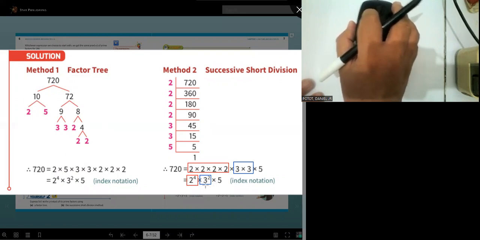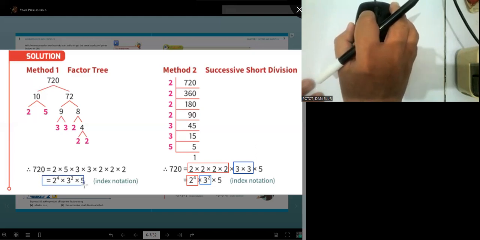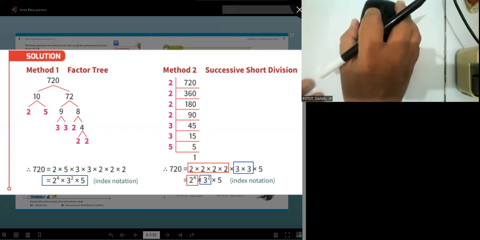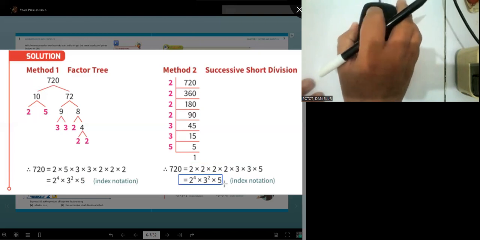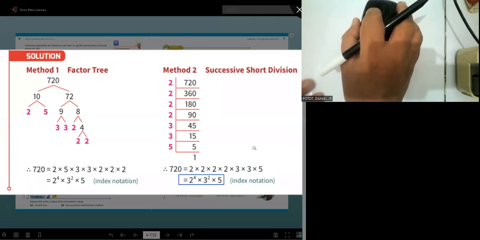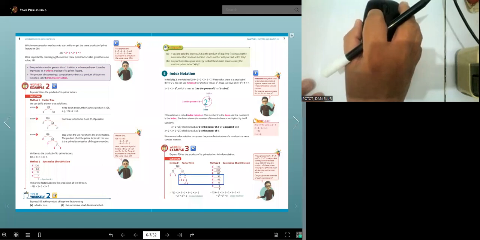That's the final answer. It's similar to this method. Okay? 2 to the 4th times 3 squared times 5. So that's what you mean by prime factorization. And that's how we write the answer in index notation. All right. So don't forget that. Don't forget that's the meaning of the index notation.